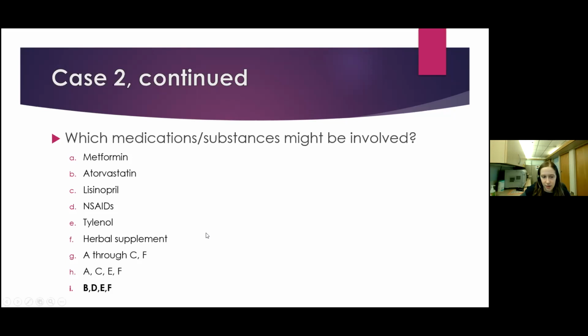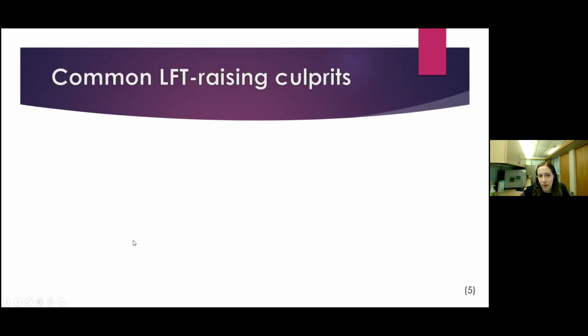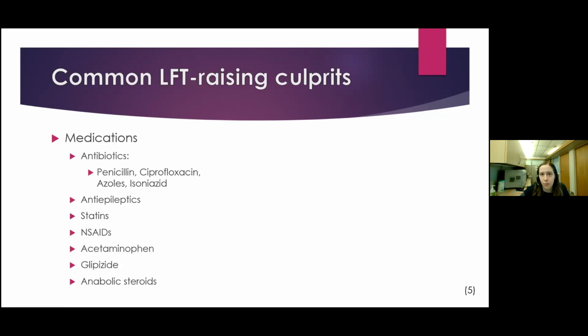So thinking about statin, NSAIDs, Tylenol, and the supplement. And we'll go through some of these common LFT raising culprits. These things can cause both more mild elevations in LFTs as well as a more acute liver injury, acute liver failure. Common medication classes that we think about are antibiotics, in particular, ciprofloxacin, isoniazid, and also azoles there too.